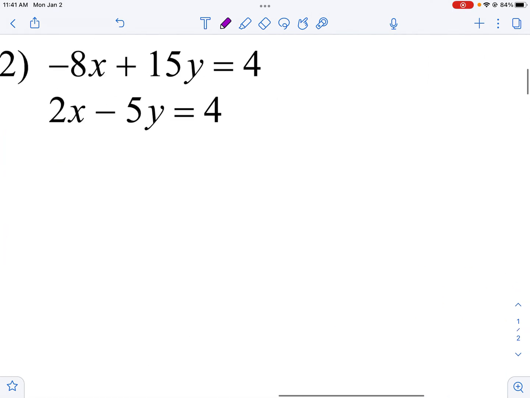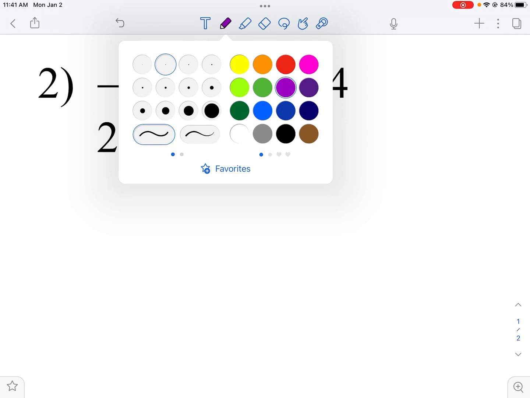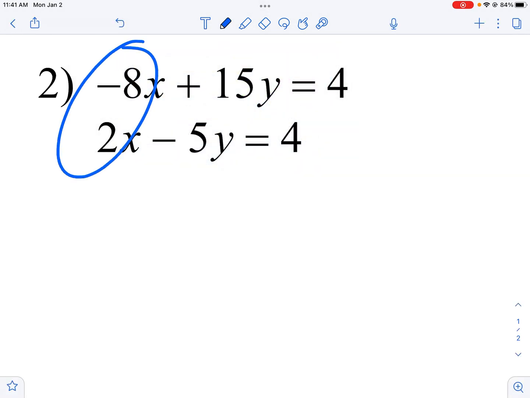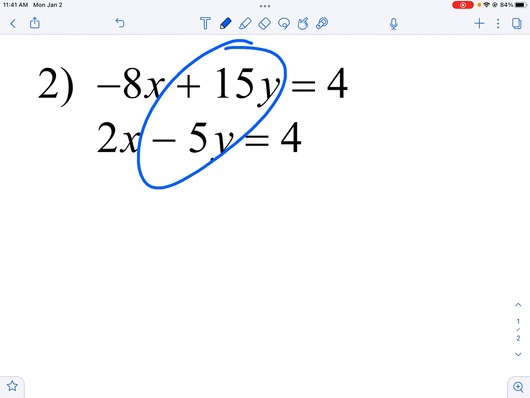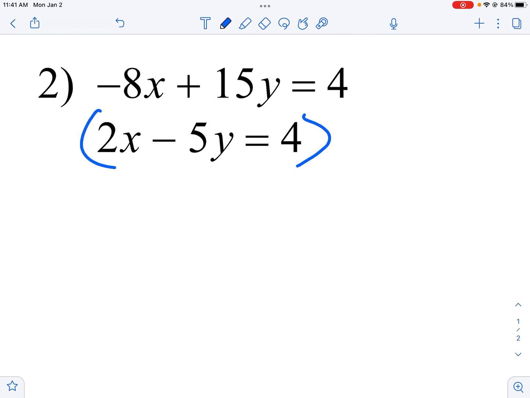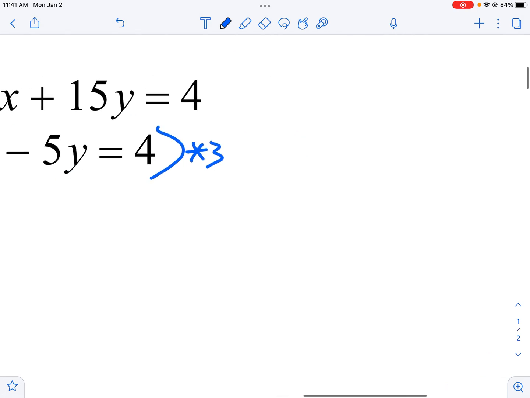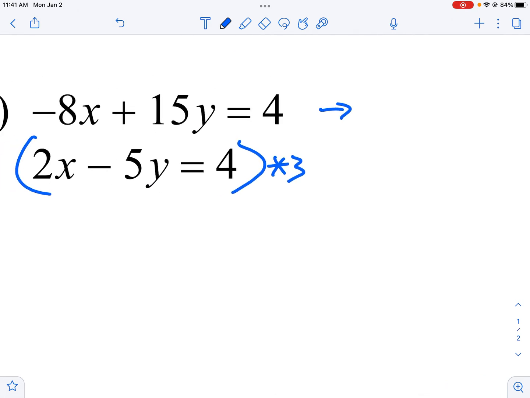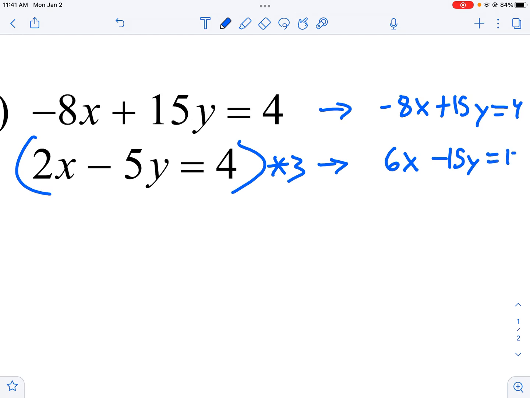Okay, let's jump to the other ones, and that's going to be the process that we're going to follow. So here I see, oh, my x's, I could take this and times by 4, or on my y's, I could take this and times by 3. I kind of like times by 3 more than 4, so I'm going to take this entire one, and I'm going to times by 3 again to make my y's match up, and we're going to leave my first equation the same. So the first equation just stays negative 8x plus 15y equals 4. And then my bottom equation is going to turn into 6x minus 15y equals 12. Remember, all 3 terms get times by 3.